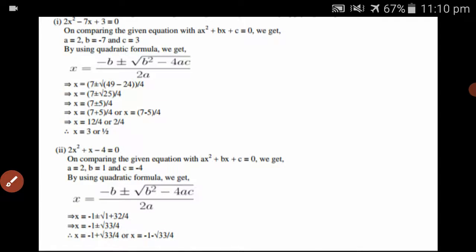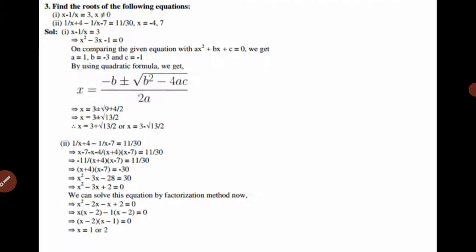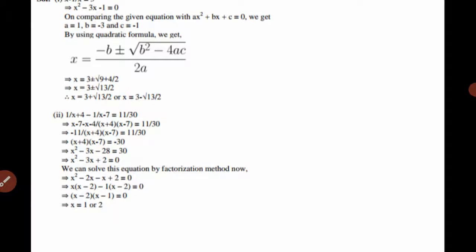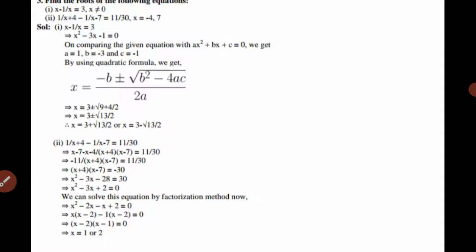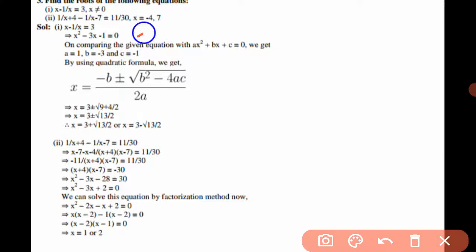Now after this see question number 3. So the remaining part you can try yourself. In question number 3, find the roots of the following equation: x minus 1 upon x equals to 3, and x is not equals to 0. So in the first part we have x minus 1 upon x equals to 3. So by solving it will be equals to x square minus 3x minus 1.